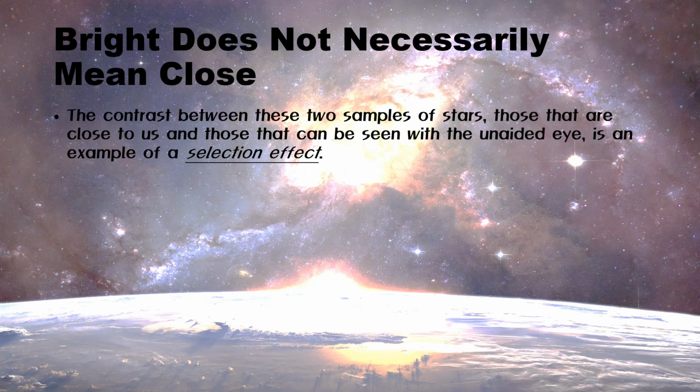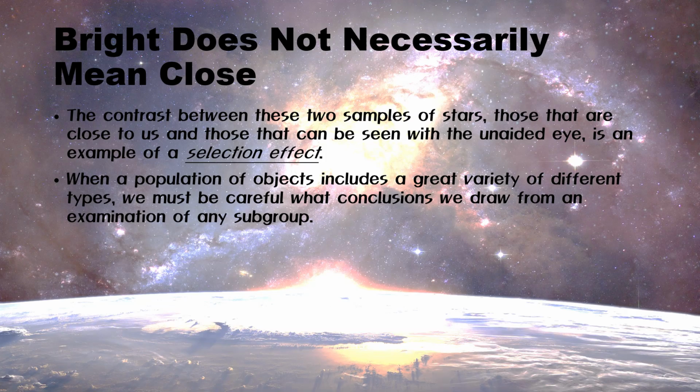The contrast between these two sample stars, those that are close to us and those very bright stars in our sky that can be seen with the unaided eye, is an example of what we call a selection effect. When a population of objects includes a great variety of different types, we have to be careful what conclusions we draw from an examination of any subgroup.